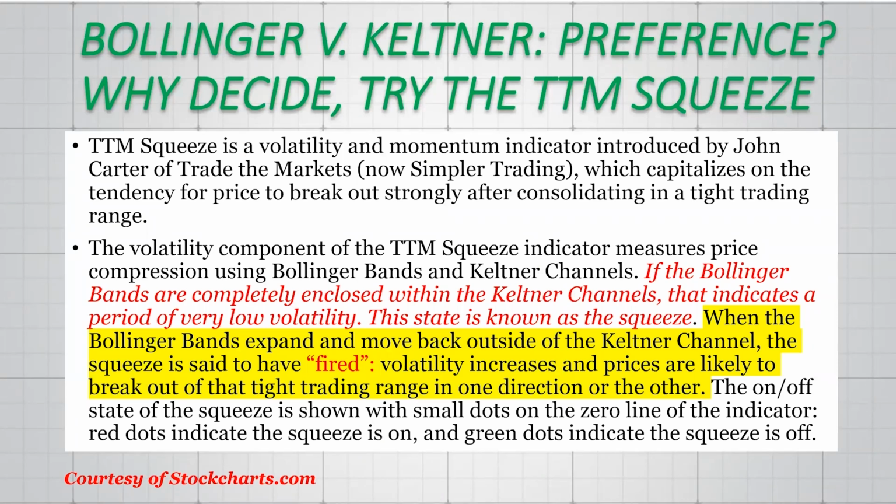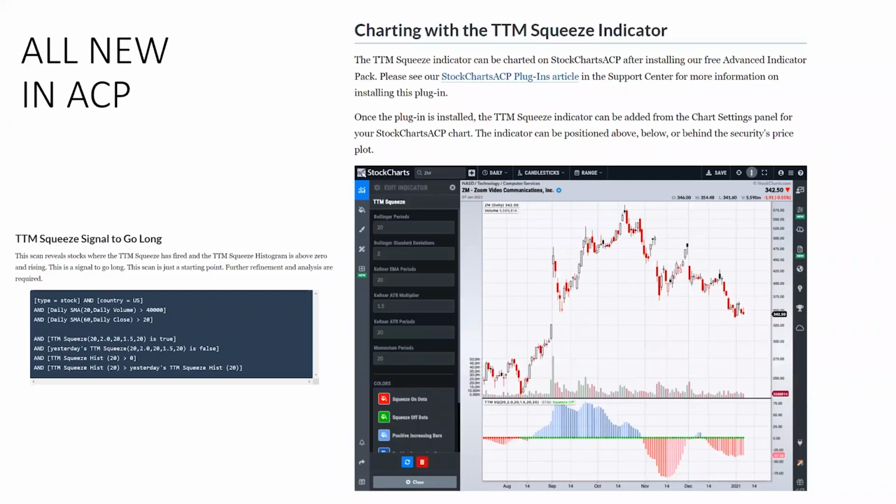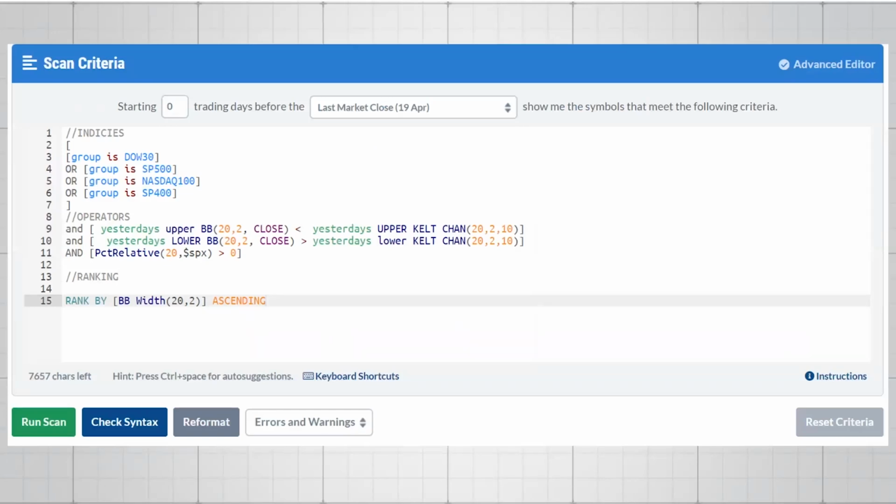Originally and currently, the basic StockCharts engine doesn't scan for this, but the ACP does. So go ahead and check that out, and you will see charting with the TTM Squeeze indicator is available on StockCharts now. Love the ACP, doing great things there. So here we have Bollinger Band upper band less than the upper Keltner channel, lower band greater than the lower Keltner channel, creating a situation where the Bollingers are inside of the Keltners.